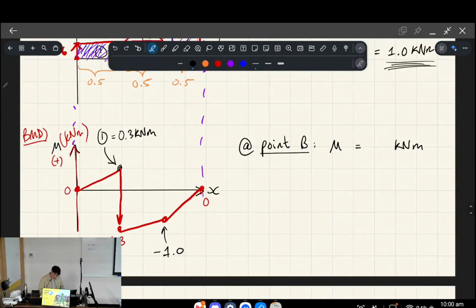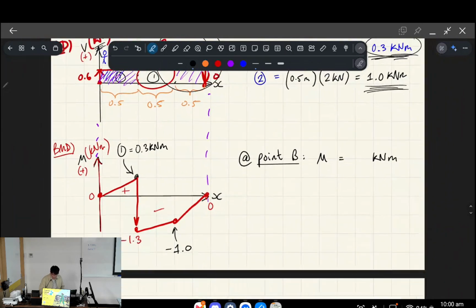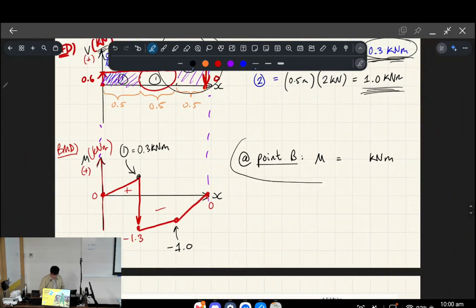Okay, so that's basically our bending moment diagram and how we plot it. The question was asking at point B, which was the location of the right-hand side support, what is the internal moment? And the answer is negative 1 kilonewton meters. And you can see that on the graph. Okay. All right. Any questions about how that works?